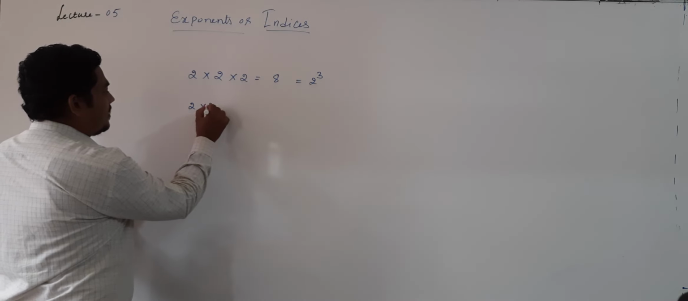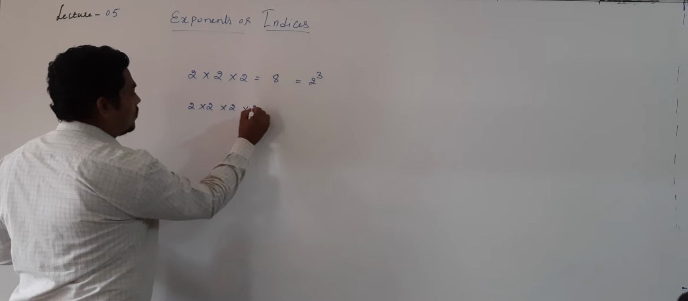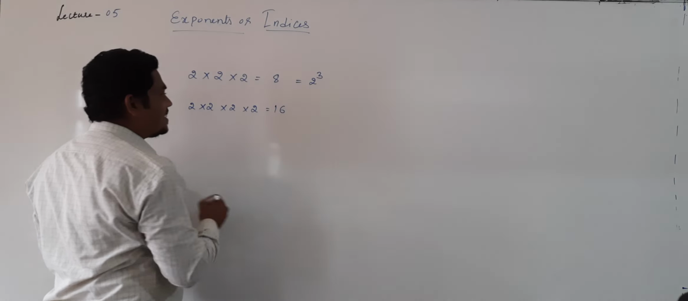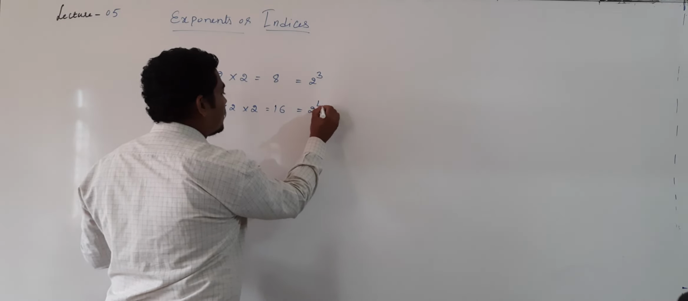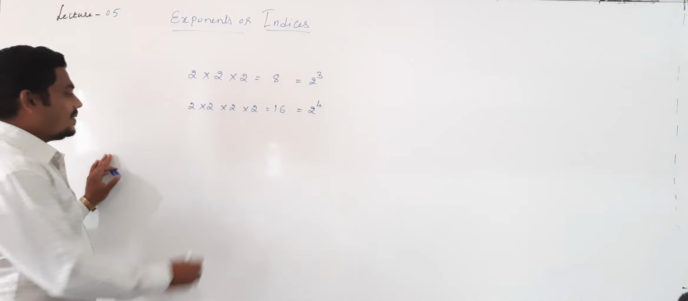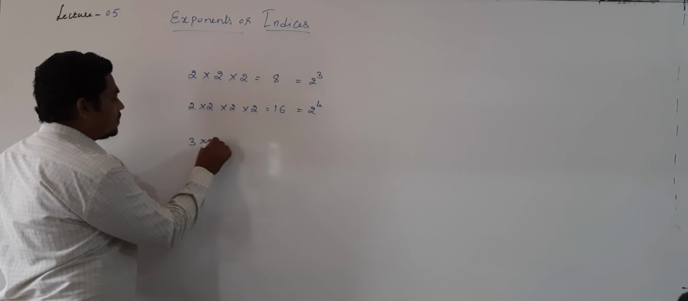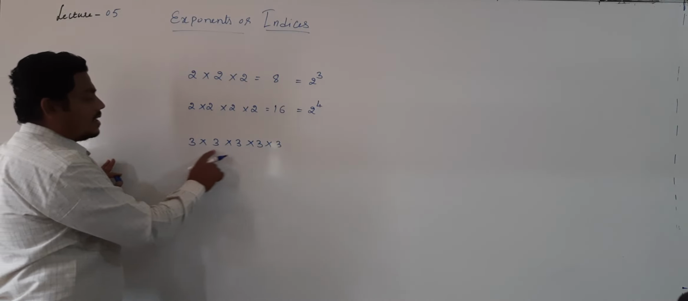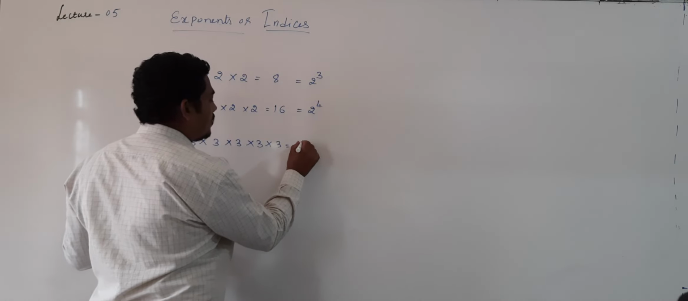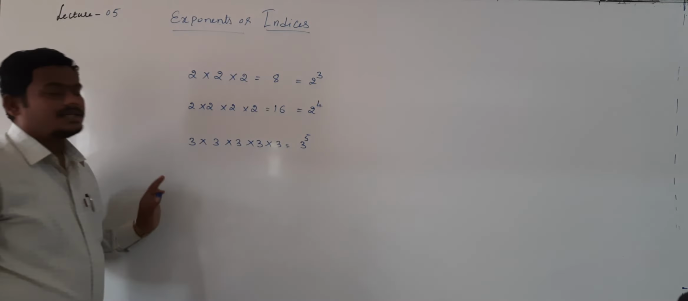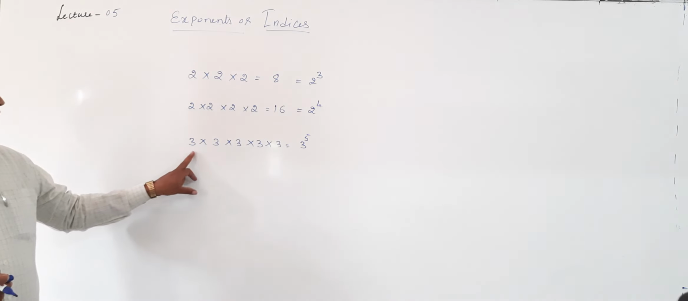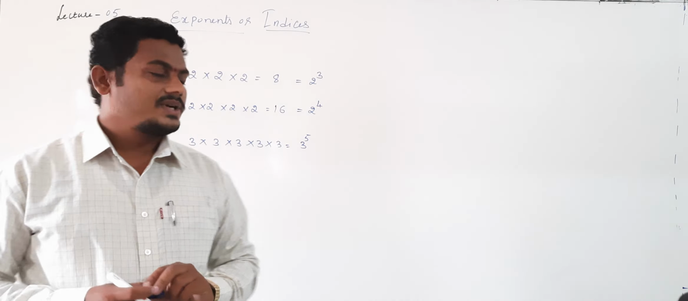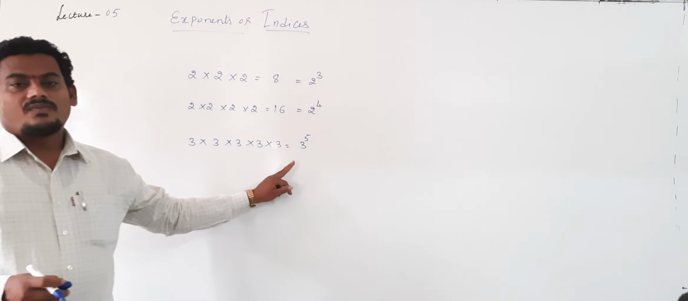2 into 2 into 2 into 2, that is 2 repeated 4 times, will be 16 or 2 power 4. Similarly, 3 into 3 into 3 into 3 into 3, 3 repeated 5 times, will be 3 power 5.